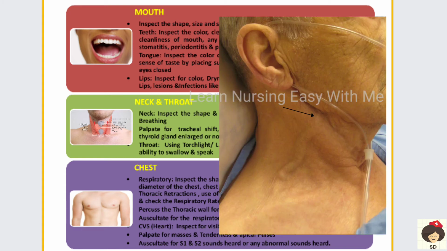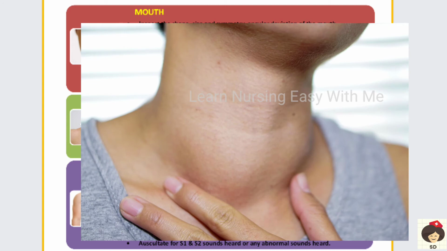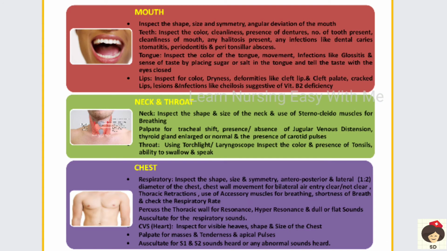And also jugular venous distension: when you ask the patient to turn to one side, you can see the distended veins. There can be an enlarged thyroid gland, so you tell the patient to swallow, and if you can visibly see the thyroid gland moving up and down, then we can think the thyroid gland may be enlarged. Also palpate for the carotid pulses. Carotid pulses should be present, and you have to check each side, right and left carotid pulses, separately.